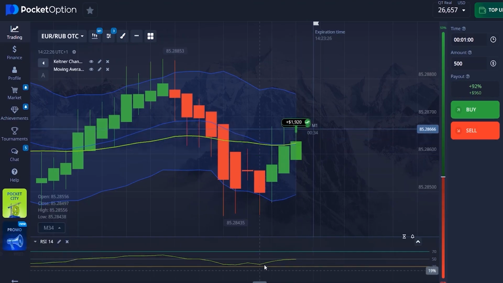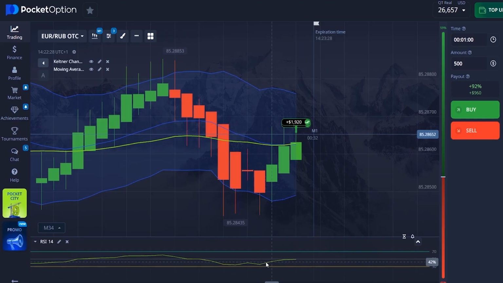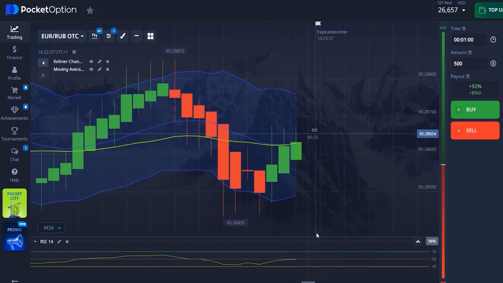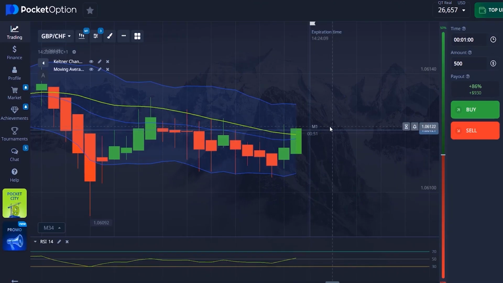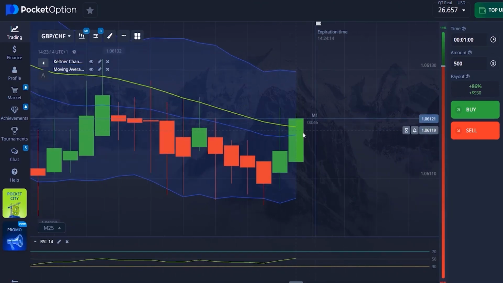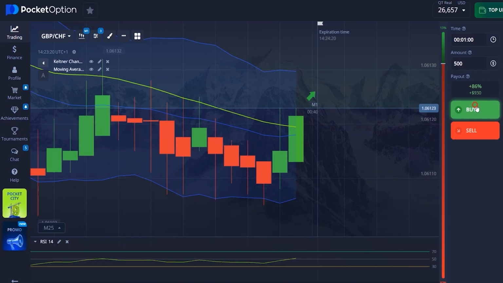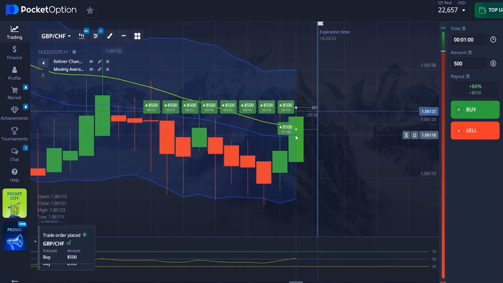Not only that, my RSI indicator has to be moving from the oversold condition. I want it to be either at this middle line or above the middle line to give me a confirmation towards an upside direction. So right here I found another opportunity for an up position. So I really want it to be a stable one, so I'm going to go for an up position right here.